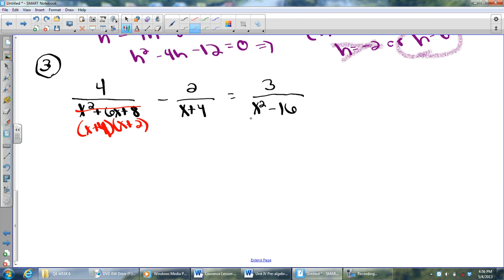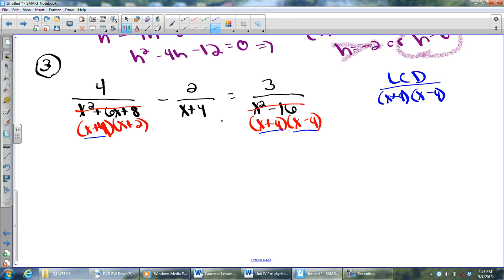And here I'm going to get x plus 4 and x minus 4. All right, and LCD. Looks like I'm going to need an x plus 4 in my LCD. It's going to take care of that guy and that guy. I'm going to need an x minus 4 in my LCD. And, oh, the x plus 4 also took care of that one, sorry. And then I'm going to need an x plus 2. And that'll take care of that one.